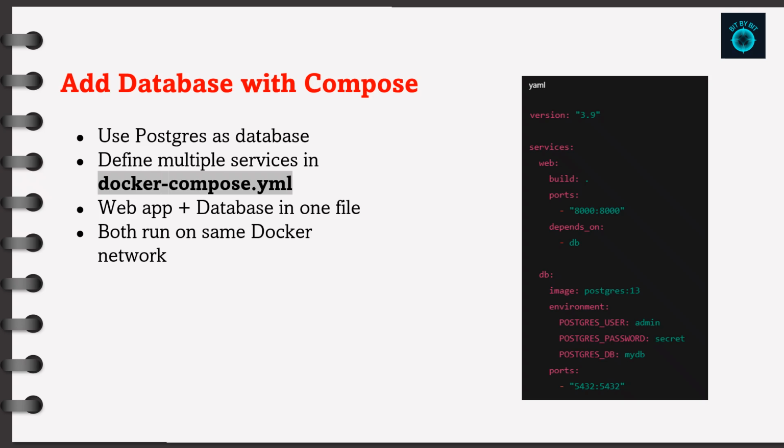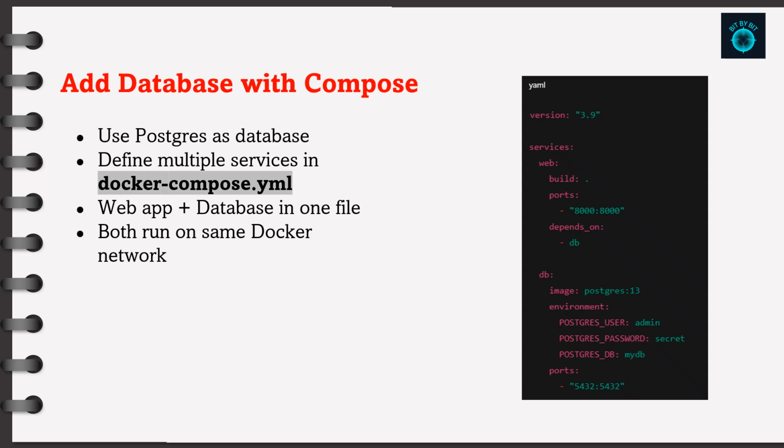Both services will automatically be connected to the same network created by Compose, so they can talk to each other by name. This means our FastAPI app can connect to Postgres using the hostname db instead of an IP address. This setup looks very much like a real project, a web app with a connected database.